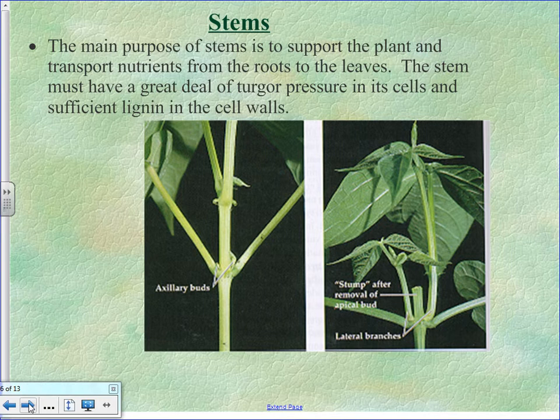And the stem also is where the stem cells, meristems is what they're called, will reside, and those can control growth of further leaf tissue or more stem tissue or whatever is needed by the plant.